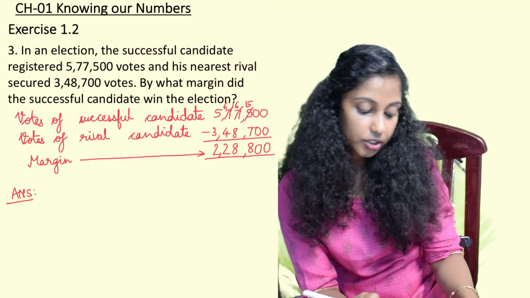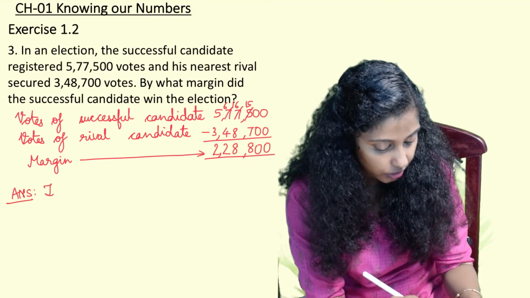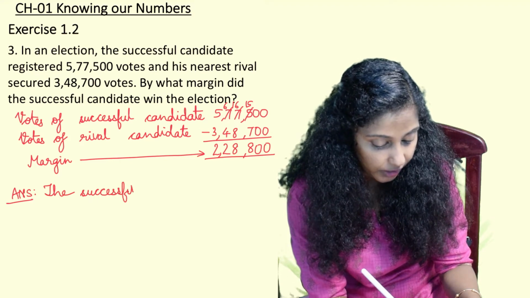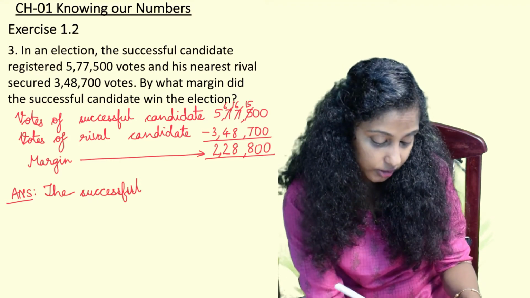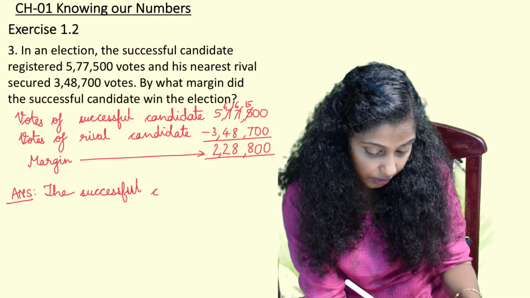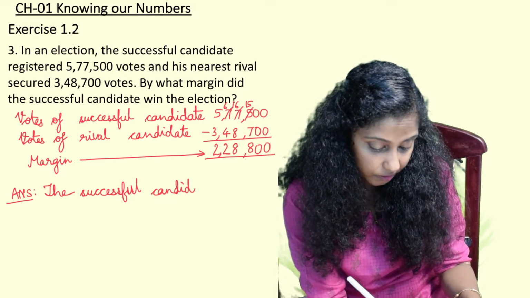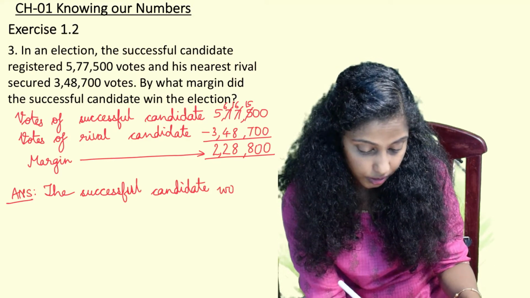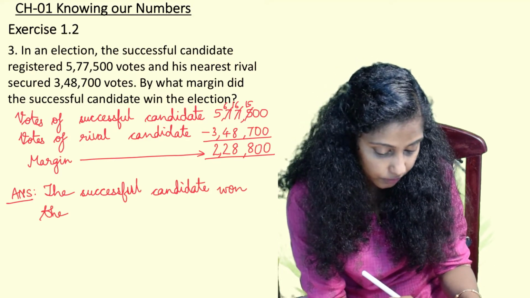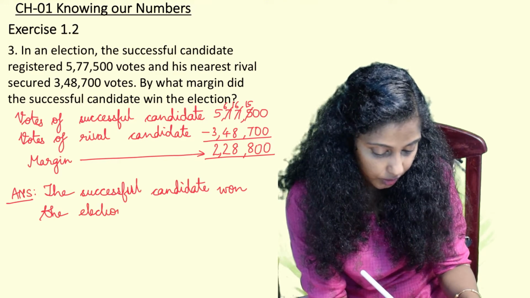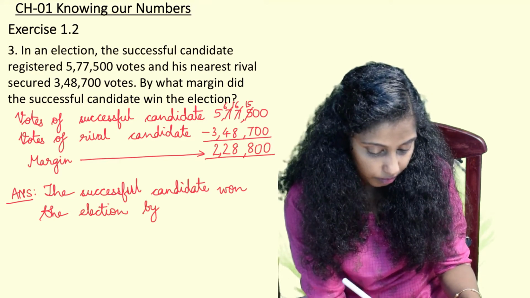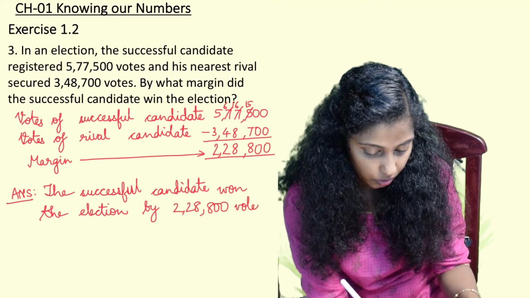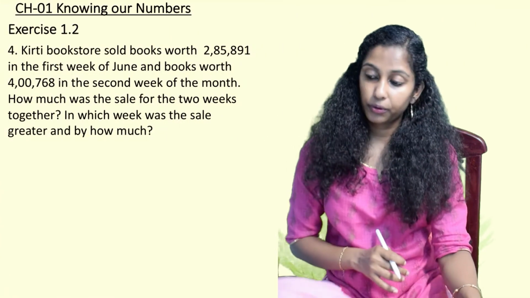By what margin did the successful candidate win the election? So the successful candidate won. Again we are writing 1. This has got to do with grammar. We are not learning grammar here, but we'll be learning in our English videos. The successful candidate won the election by 2,28,800 votes. Now we go to the next sum.